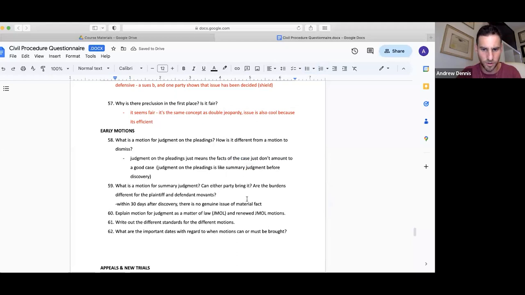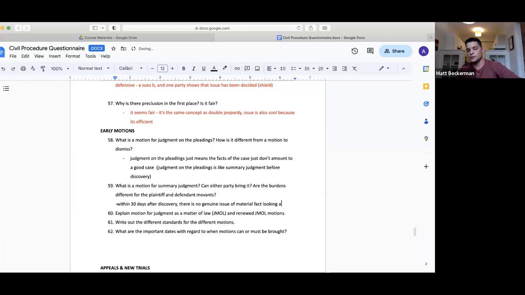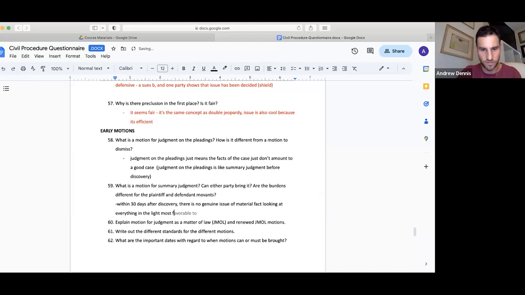Yeah. You have to look at all the facts in the light most favorable to the non-moving party, to the party that's not moving for summary judgment. In the most favorable to the non-moving party, right?